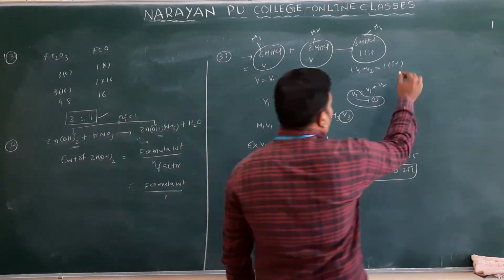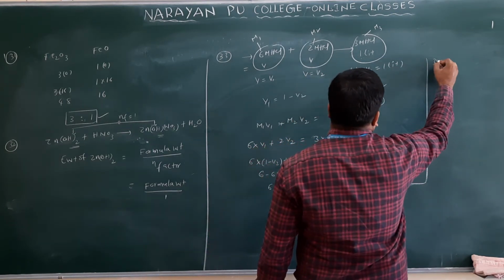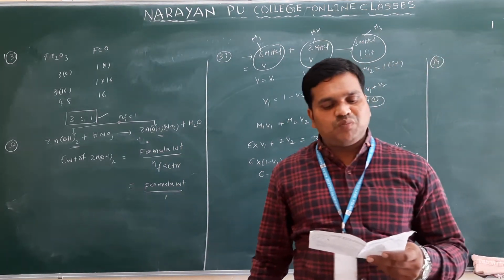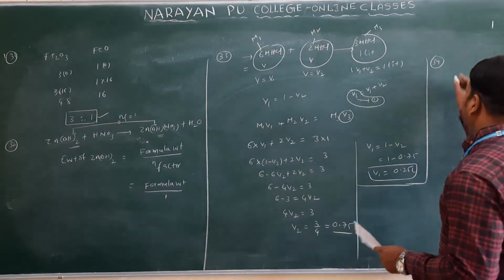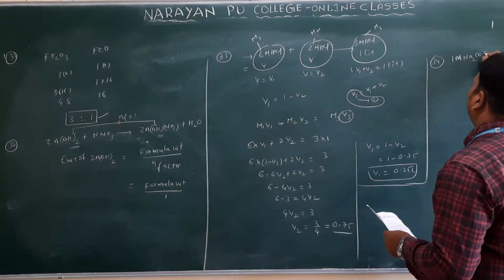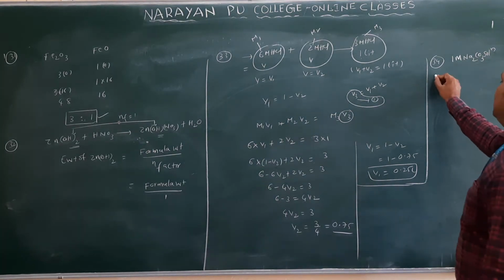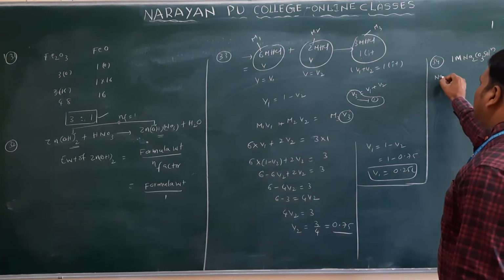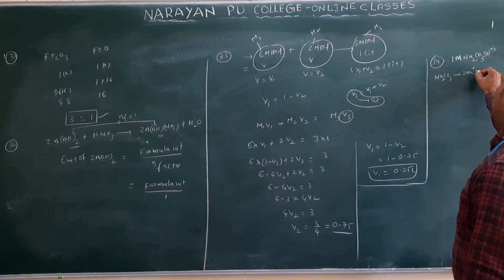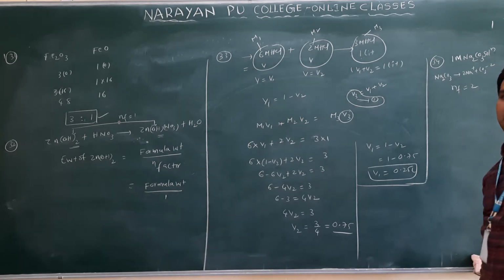Now we can see question number 34. Okay, I will write the question here. The normality of 1 molar sodium carbonate solution. For sodium carbonate, Na2CO3 dissociates into 2Na plus and CO3 2 minus here. The n factor is equal to 2.